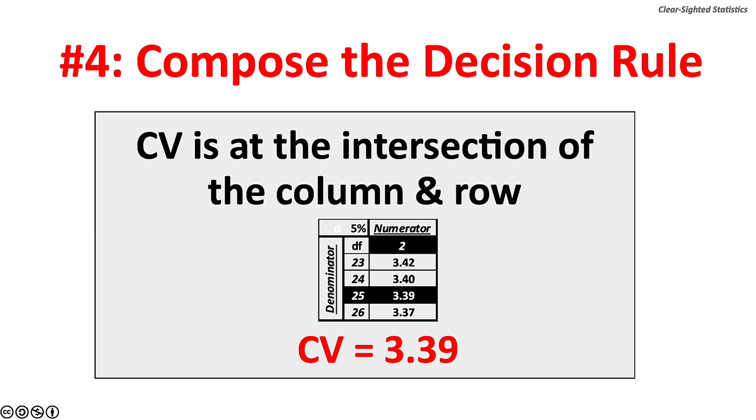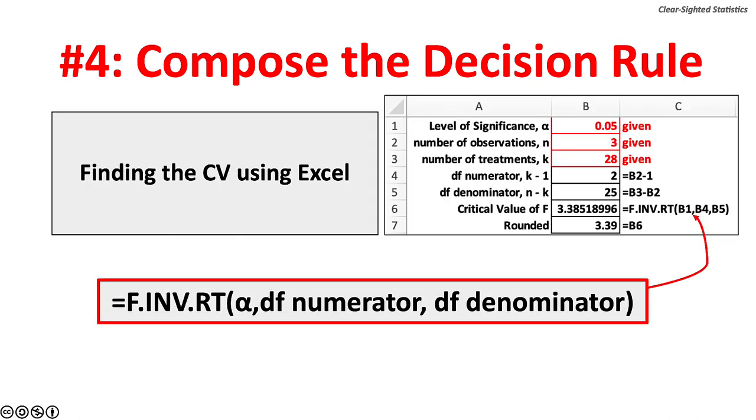Using the critical values table for F at a 5% significance level, the critical value for F is at the intersection of the 2 degrees of freedom column and the 25 degrees of freedom row. The critical value is 3.39. Excel can also be used to find the critical value of F.